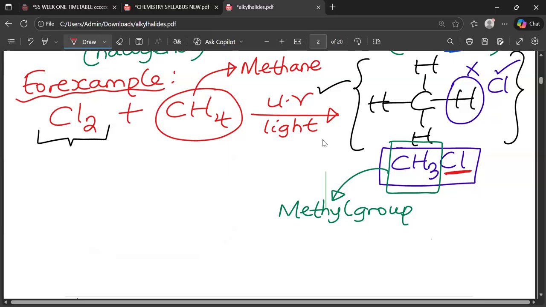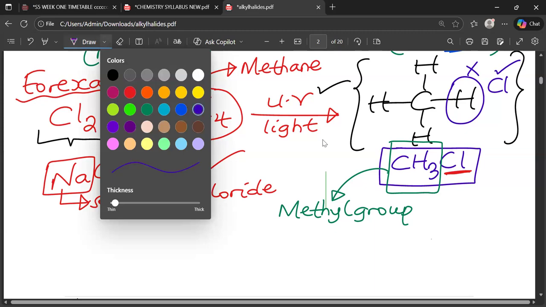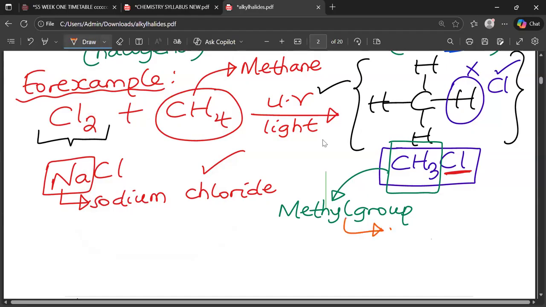Isn't it what we said? So just like the way you say that Na is sodium, and because chlorine reacted to form this compound, we expect the compound to be a chloride. And that's why we say sodium chloride. It is the same thing here. Since this one is a methyl group and chlorine reacted to give us what we are seeing, you can have that as methyl chloride.